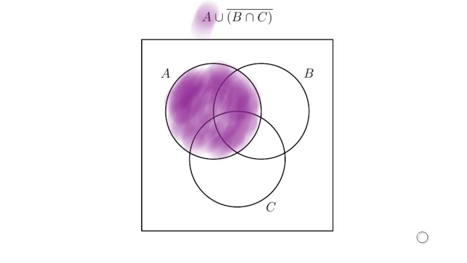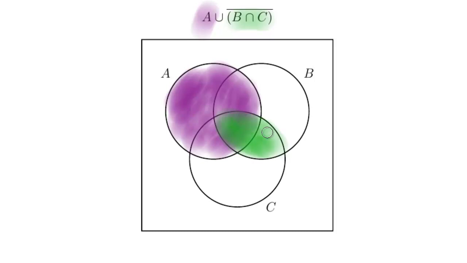There. Alright, now let's see what we can do for the intersection of B and C complement. Well, you know what? This is a little tricky. Let's maybe do it in two steps. Let's first figure out what B intersect C is. B intersect C is everything that is in both B and C.